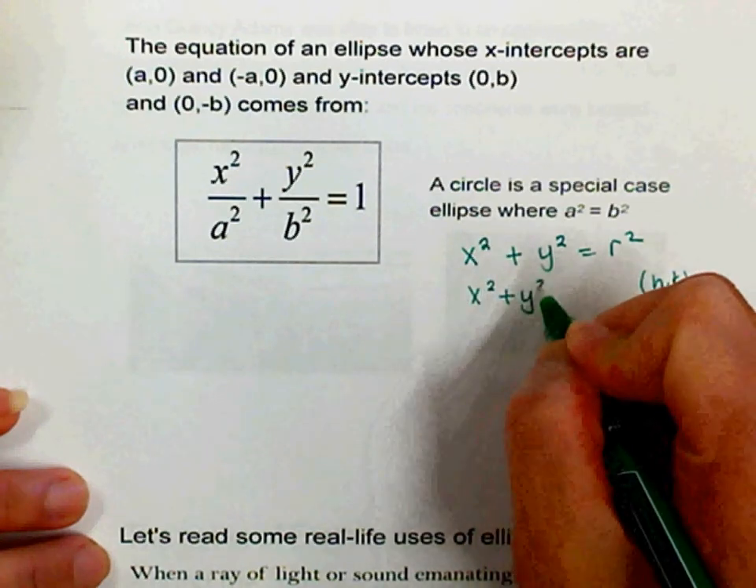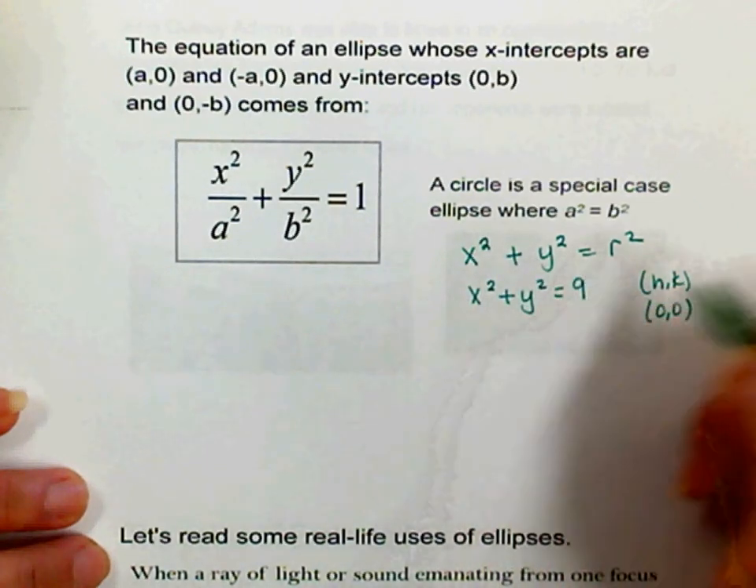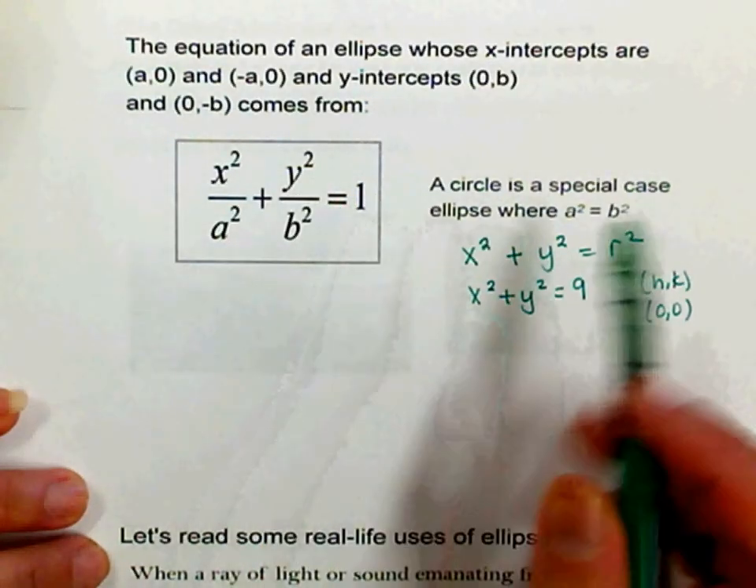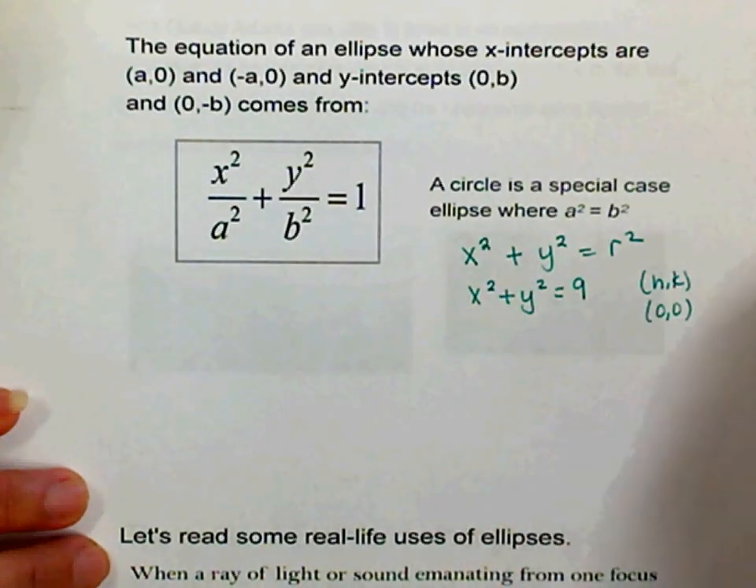So x squared plus y squared is equal to 9. All right. Notice how your ellipse has a 1 here. What can I do to make that a 1?